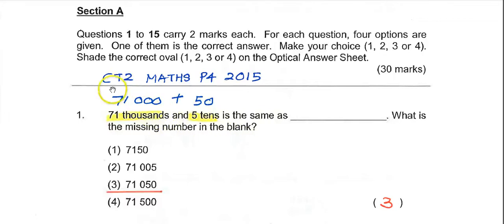I'm going through this CT2 Max just recently done. All right, there will be words written down. Number one, 71,005 tenths. It will be good for you to express it this way and add them up.